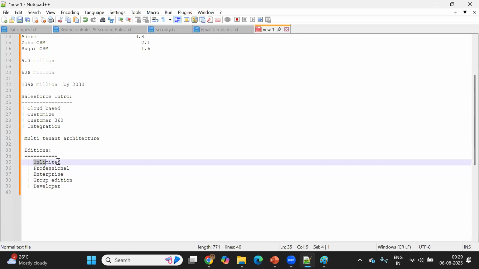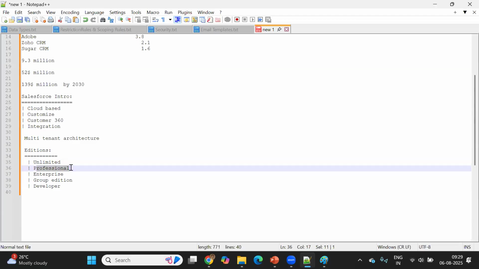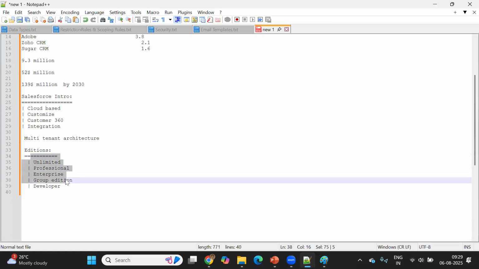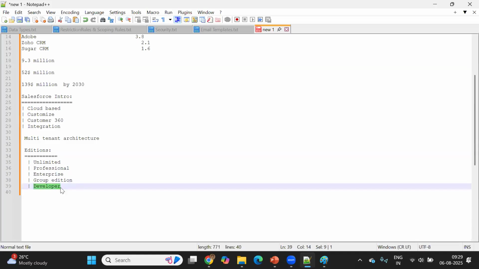Now let's say you go with unlimited: here we can create unlimited users. We have unlimited space, database space, right? And professional has some limitations. Enterprise, group edition. We'll discuss this in detail in coming sessions, but each and every edition has its own definitions. So to practice as a new learner for Salesforce, you can use this developer edition.